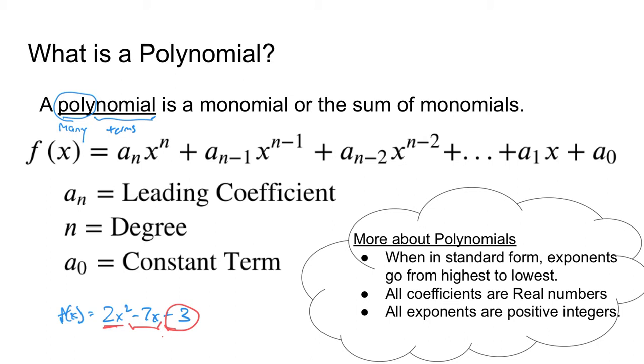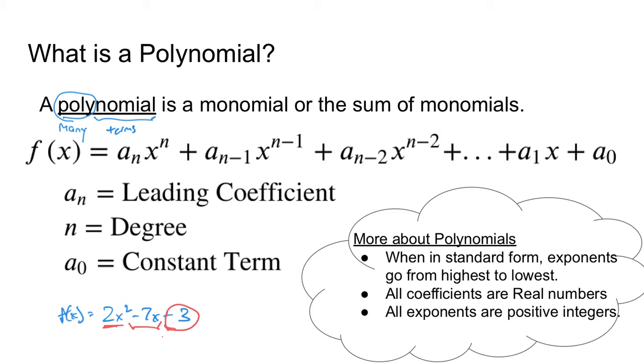Another important characteristic is that all of the coefficients, that means all of the numbers in front of my variables, have to be real numbers. So no imaginary numbers. That's the really good news for you. No imaginary numbers will come up in this particular chapter at all, until the very end at least. And all of my exponents have to be positive integers.